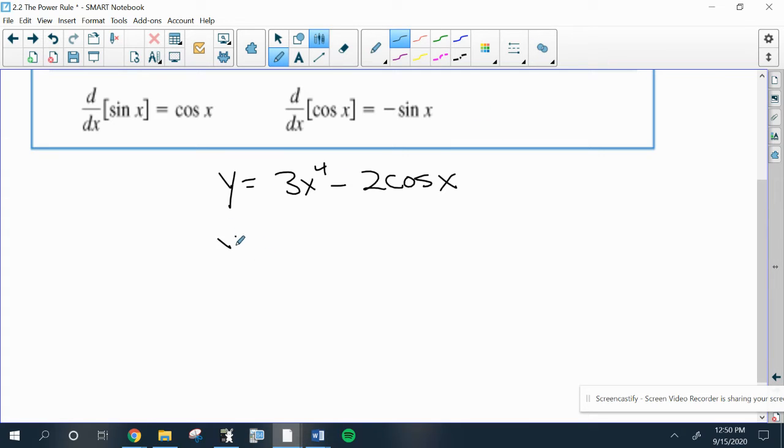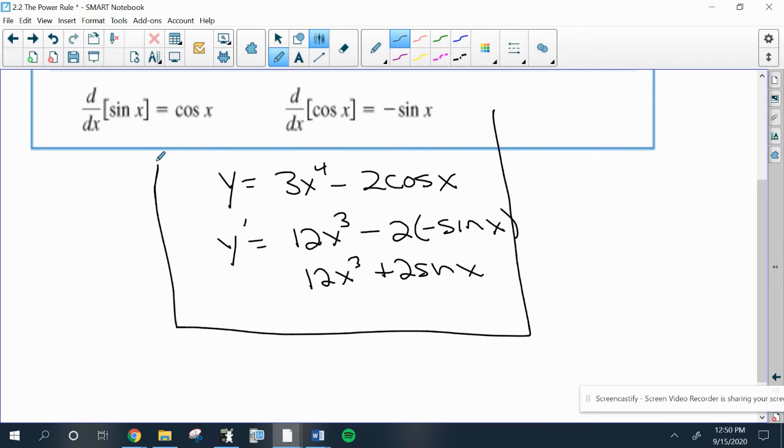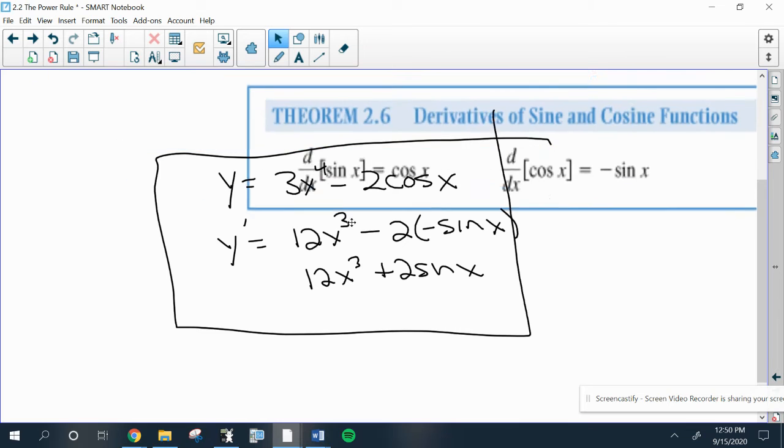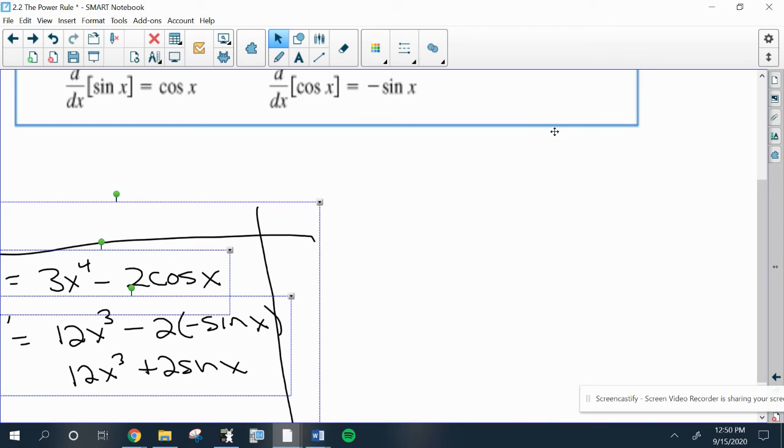So this derivative would equal 12x cubed minus 2 times the negative sine x, or 12x cubed plus 2 sine x. So that's an example of one you can do. Let's look at an example of one that you can't do, so you really understand what I mean about following rules. Because that's the most important thing in derivatives, making sure you follow the rule.